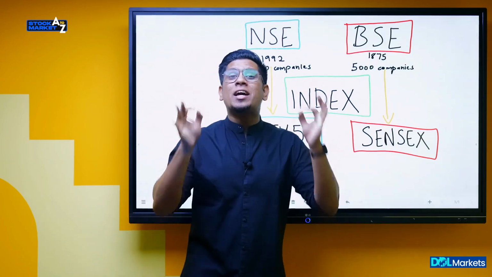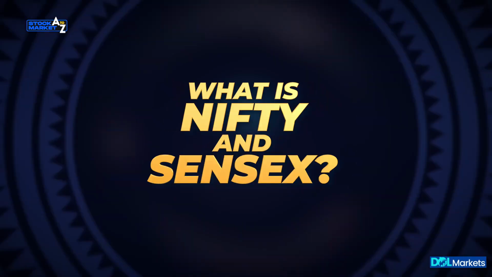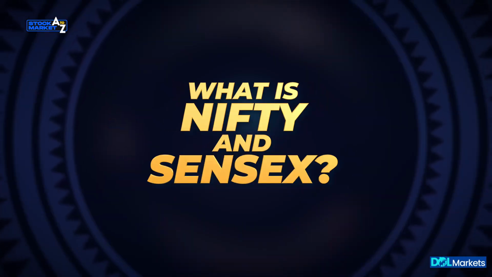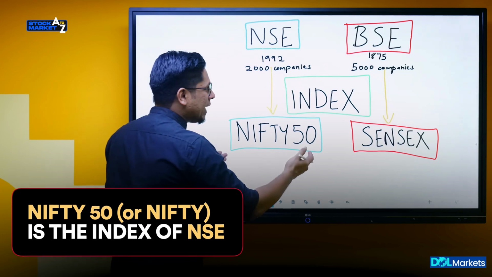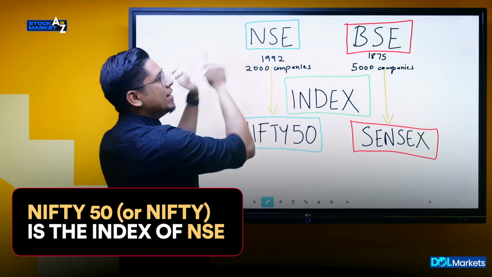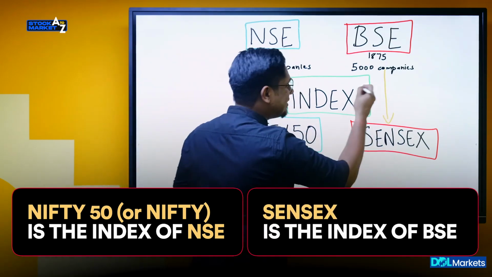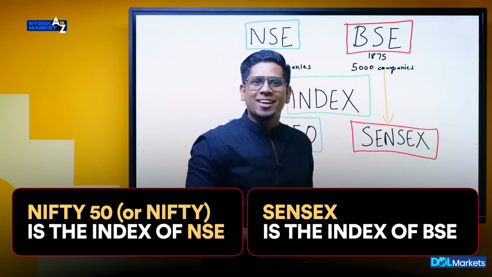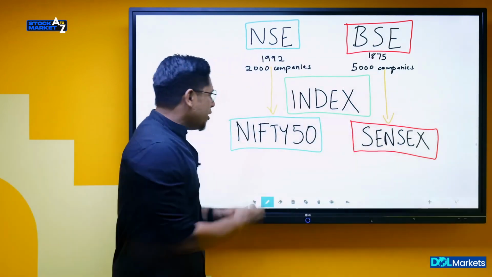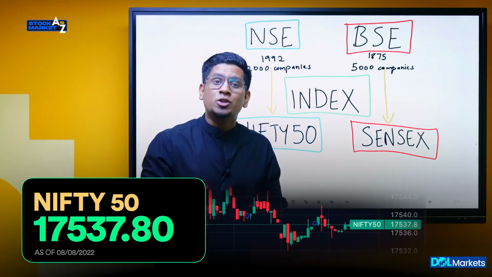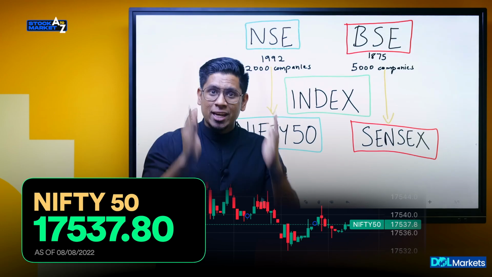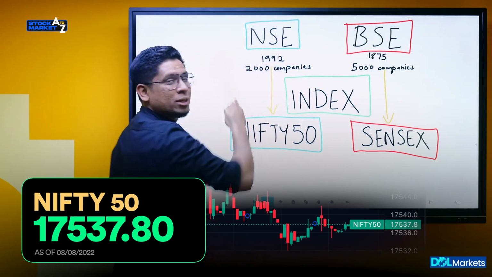So now let's get into the crux of the topic. What is Nifty 50? What is Sensex? If you've understood so far, then it is as simple as this: Nifty 50 is the index of NSE. Sensex is the index of BSE. It's as simple as that. So Nifty 50 is a single number. It is somewhere around 17,000 now. So 17,000 is a number which indicates the performance of NSE.